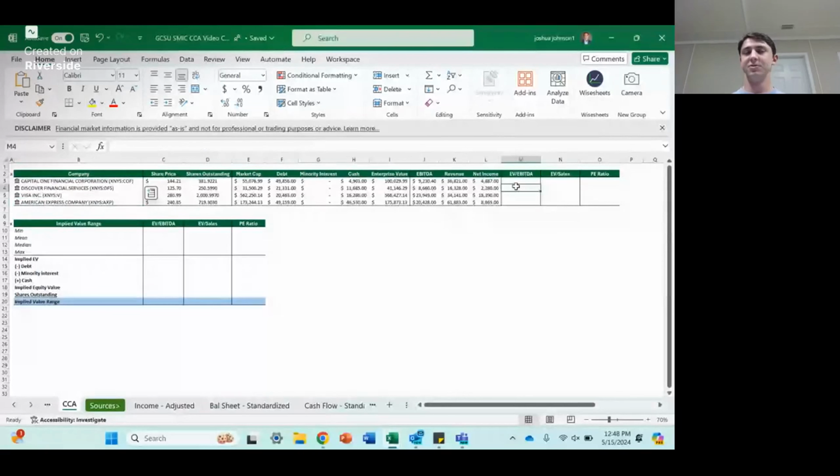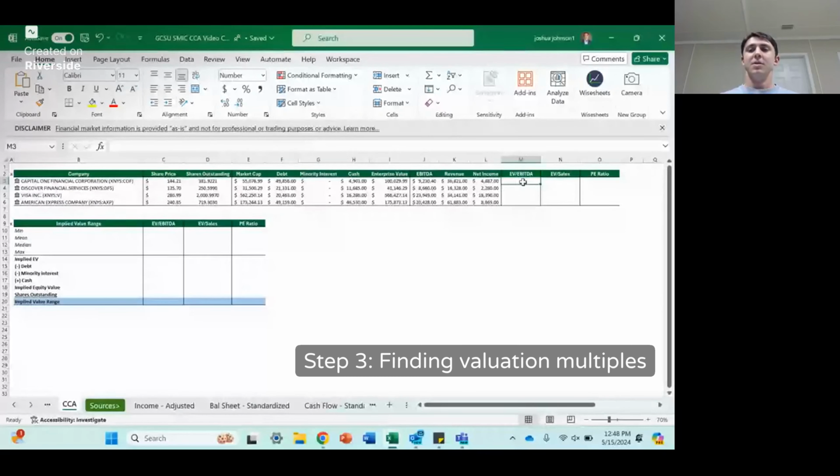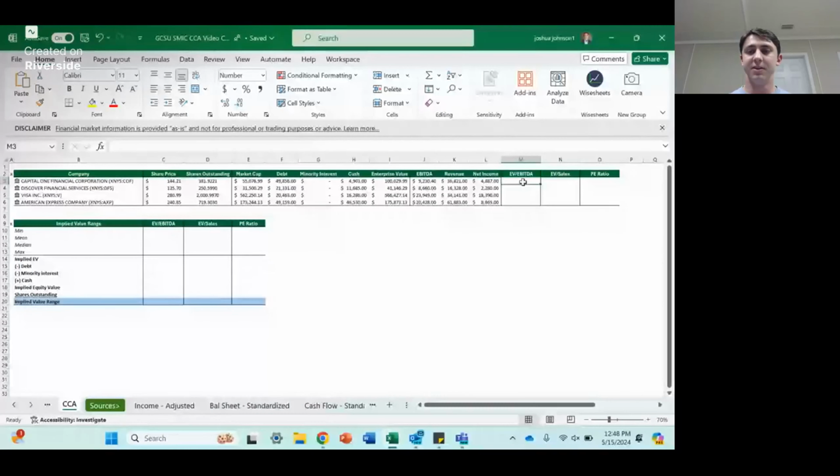But since I didn't have that, I just used Yahoo Finance, pulled it real fast, and got that there as well. So now we're on to step 3, right? Finding the valuation multiples. So finding your EV over EBITDA, EV over sales, and PE ratio. And if you know what the formulas for these are, which obviously they're in the name of the multiples, this should be pretty straightforward, right? You're going to find each of these values for each of the companies using their financials.